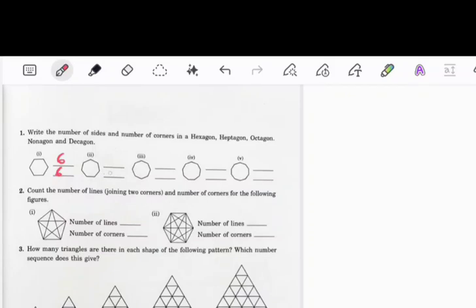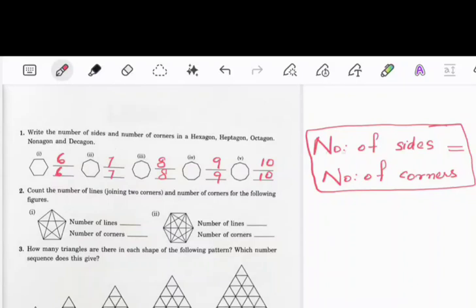Next figure, heptagon. Heptagon has 7 sides, 7 corners. Next, it's very easy. 8 sides, 8 corners. Nonagon, 9 sides, 9 corners. Here, decagon, 10 sides, 10 corners. So, you have to remember the rule: the number of sides is always equal to the number of corners. So, learn this by heart: number of sides is equal to number of corners.